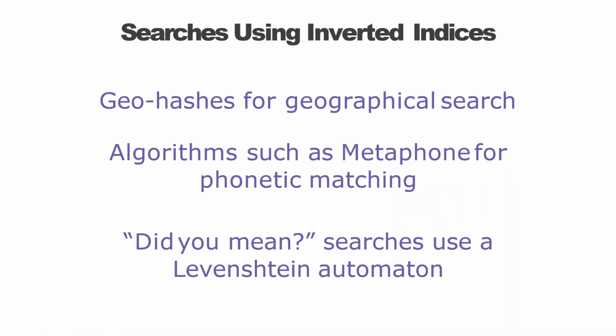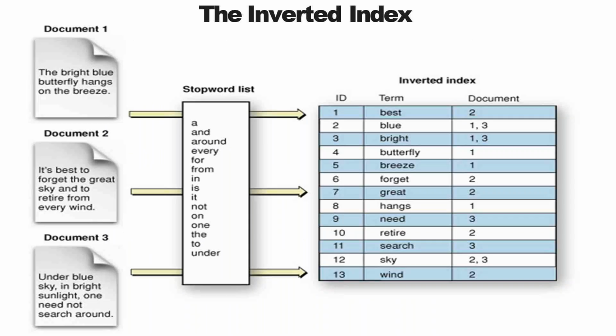Geohashes for geographical search are also possible. Algorithms such as Metaphone for phonetic matching, and many other things are there. So the inverted index is an effective way to store the data and give you the results in the fastest way.